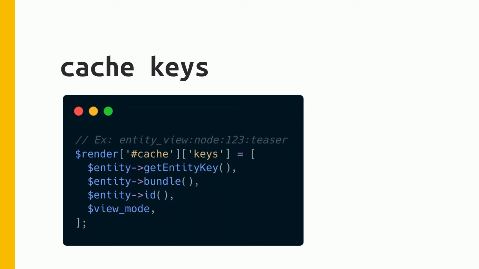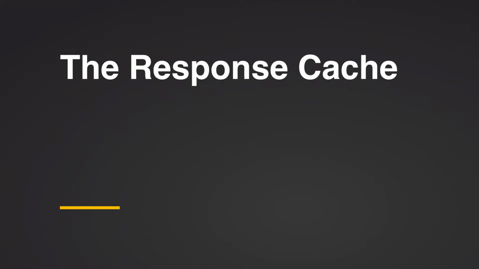And that's sort of the gist of a lot of this. Now, all of this, as I mentioned before, sort of bubbles up. Children pass their cache metadata up to their parents, and their parents up to their parents, all the way up until what's called the render cache or the response cache. And this is essentially the page level cache that Drupal is going to be intercepting.